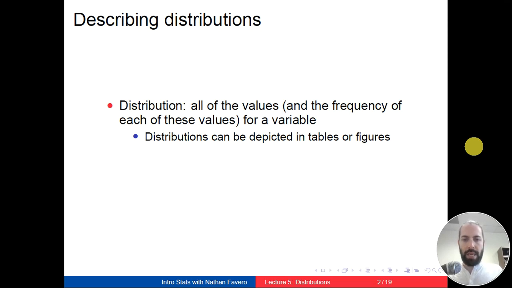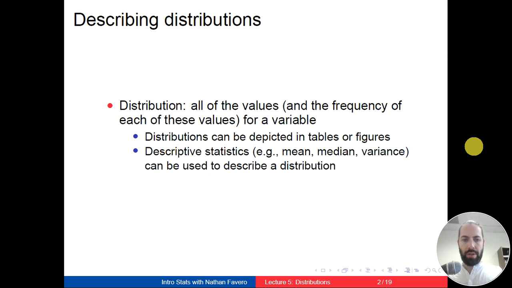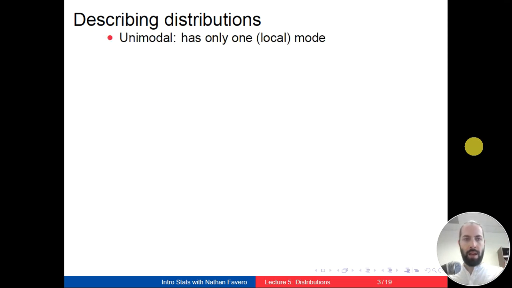Distributions can be depicted in tables or figures, and whenever we talk about descriptive statistics, things like the mean, the median, the variance, they're really describing a distribution. That is what the different values of a variable are and how frequently those different values are occurring. But it's characterizing that in some broader perspective, right? Like what is a typical value, right? Well, that has to do with which values occur and how frequently.